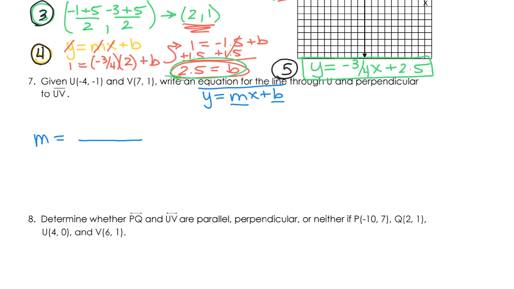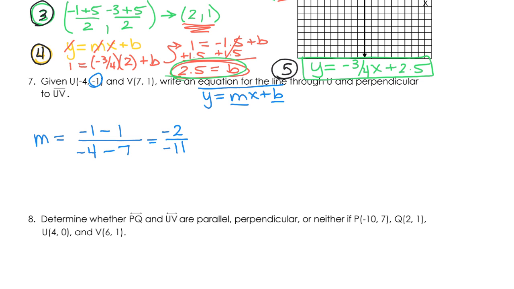Y is to the sky, so it's going to start with -1 for my y coordinate minus my other y coordinate of 1. And then my x coordinate will have to start with -4 minus my other x coordinate of 7. Okay? -1 minus 1 is -2. And on the bottom, negative 4 minus 7 is negative 11.